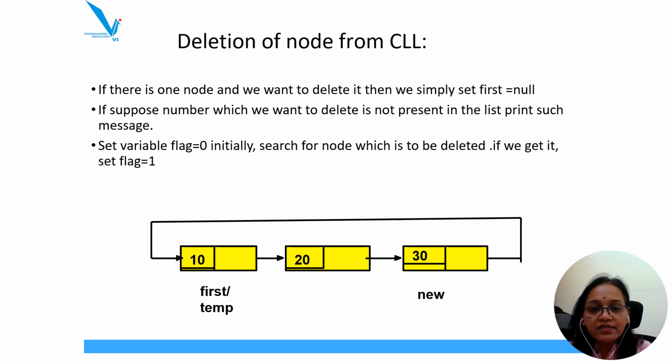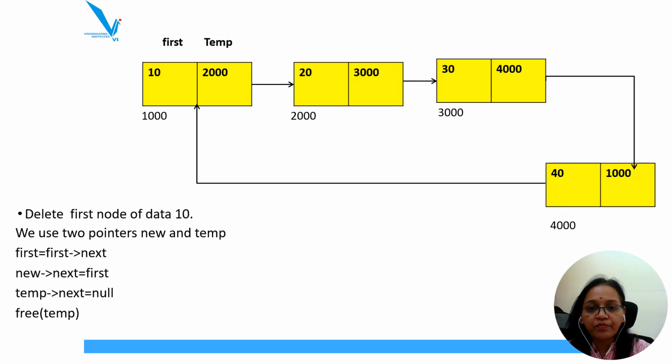Now after that, let us see how to delete a node from the circular linked list. So if there is one node and we want to delete, then simply we have to set first is equal to null. Okay, automatically it will get deleted. If suppose the number which we want to delete is not present in the list, print such a message that the list is out of bounds or like this. And then you can set the variable flag is equal to 0 initially and search for the node to be deleted. And if we get it, we have to set the flag to 1 and then delete the node.